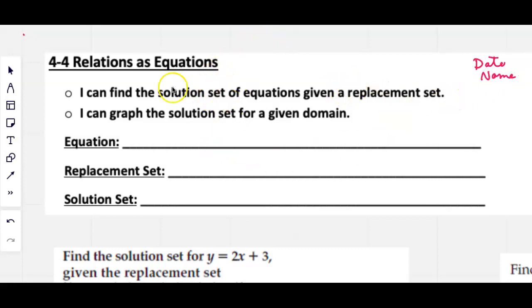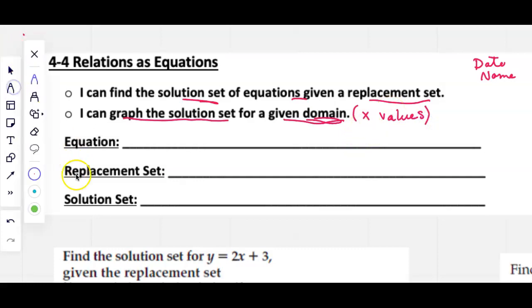So we have two learning targets for 4-4. We're going to look at: I can find the solution set of equations given a replacement set. If you look down here, that's our vocabulary for the day. It says I can graph the solution set for a given domain. And that word domain there, we've seen it back in our 4-3 notes. So if you want to make parentheses and put that's all of our x values. And now we'll move on to our vocab.